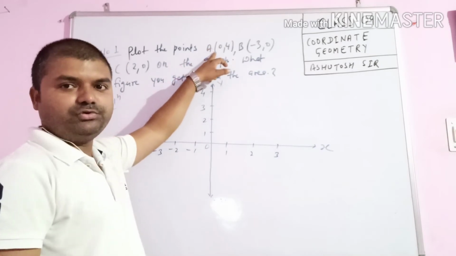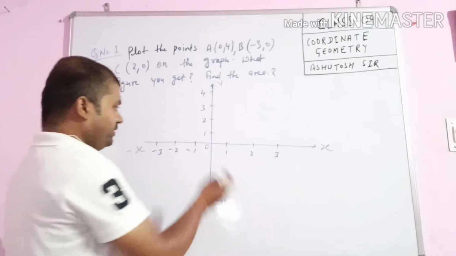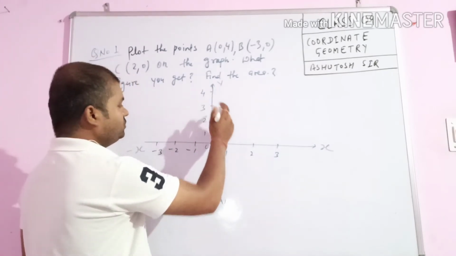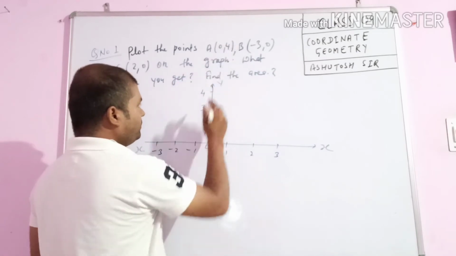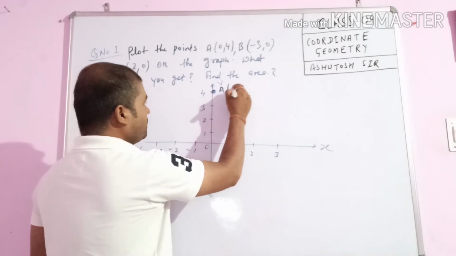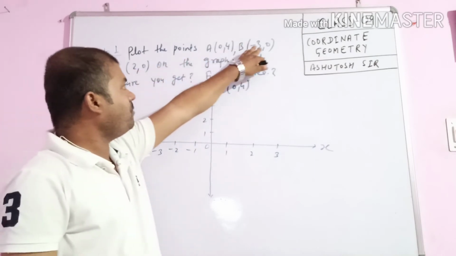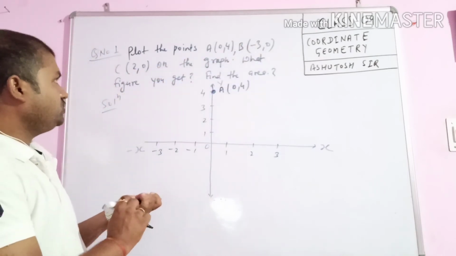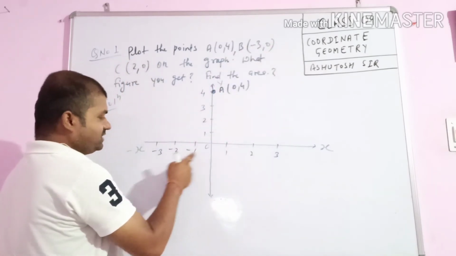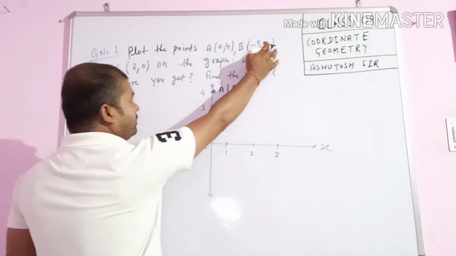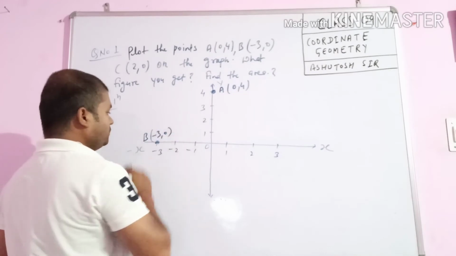First of all, plot 0, 4. In the previous video we discussed the point 0, 4. That means the distance on the x-axis is 0 and the distance on the y-axis is 4, so the point A 0, 4 is here. Okay, and the point B is -3, 0. Sorry, -3, 0. That means the distance on the x-axis is -3 and on the y-axis is 0. That means B is here, -3, 0.